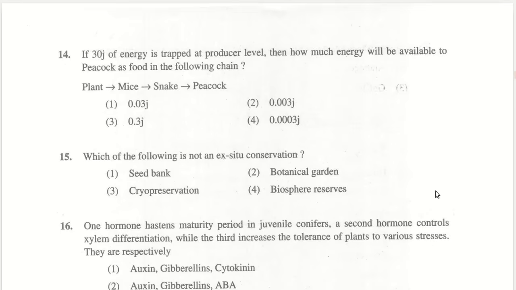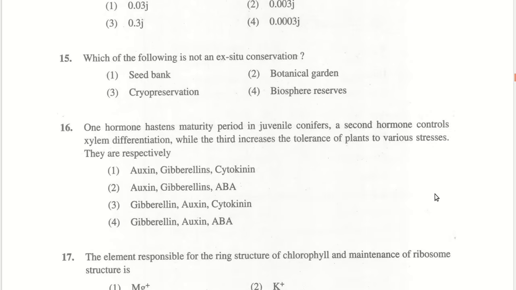One hormone hastens maturity period in juvenile conifers. A second hormone controls xylem differentiation, while the third increases the tolerance of plants to various stresses. What are these hormones respectively?